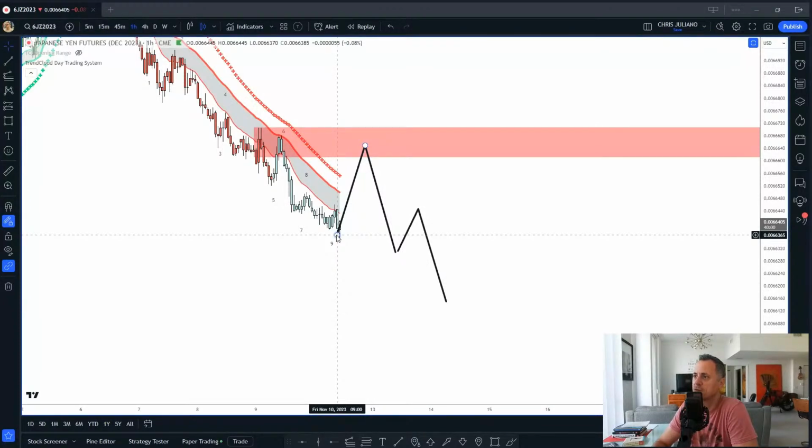What does this want to do? We need to pull back. The car ran out of gas here. We need to pull back, recalculate in this supply zone area, possibly to make the move down.